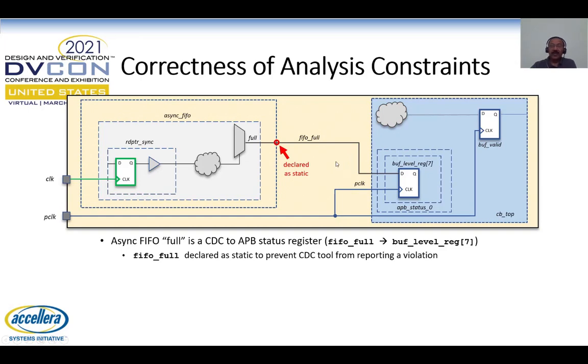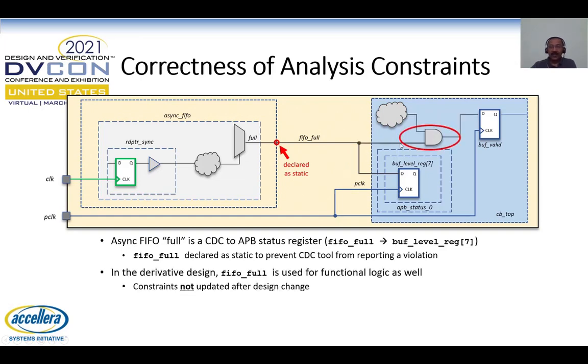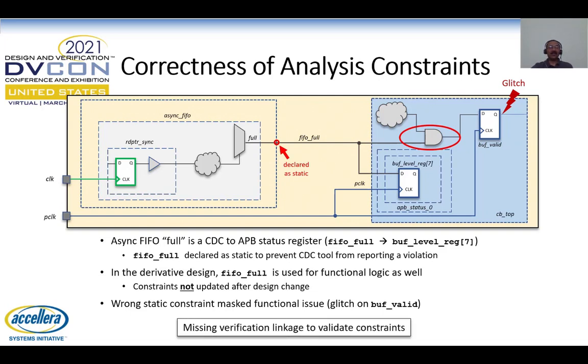So far, so good. But in the next generation of the device, this signal is now used to generate some functional valid signals. However, the static constraint was not changed, which means that this wrong static constraint is now masking this valid functional issue of a glitch on the output of the flop because of presence of combo logic on the CDC crossing. If we had a way to validate the constraints, we could have easily caught this problem, which indicates that there is a missing verification linkage when it comes to validation of constraints.